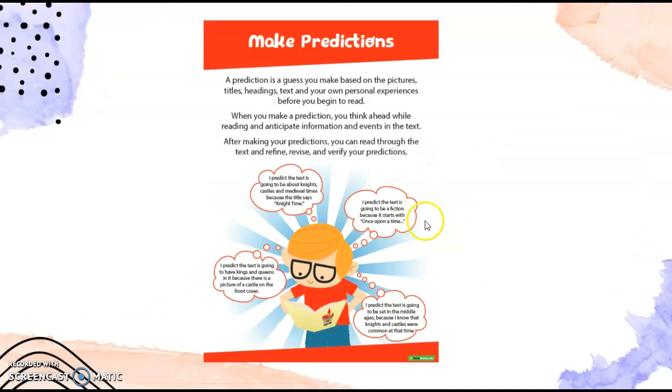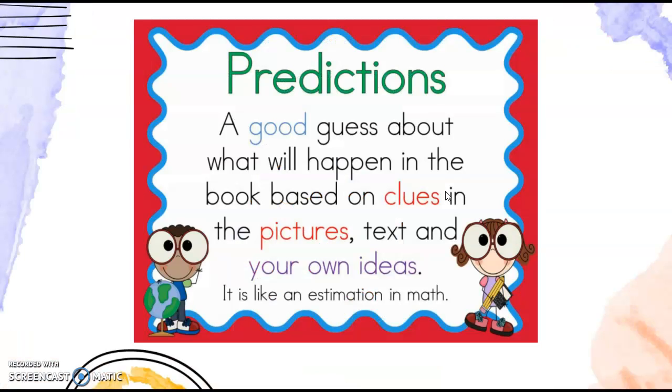All right, what does it mean to make predictions? A prediction is a guess you make based on the pictures, titles, headings, text, and your own personal experiences before you begin to read. When you make a prediction, you think ahead while reading and anticipating information and events in the text. After making your predictions, you can read through the text and refine, revise, or verify your predictions. So, in short, a prediction is just a good guess about what's going to happen in a book based on clues using pictures, words, and your own ideas. It's kind of like estimation in math.